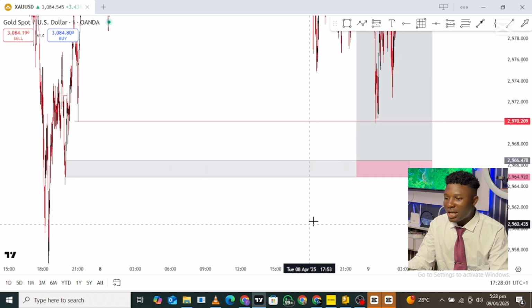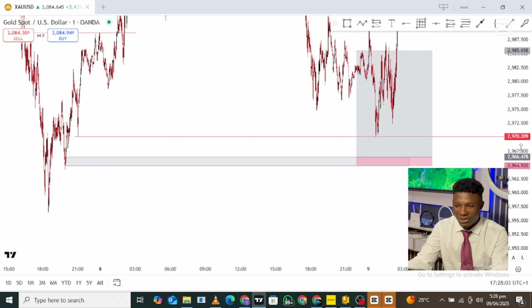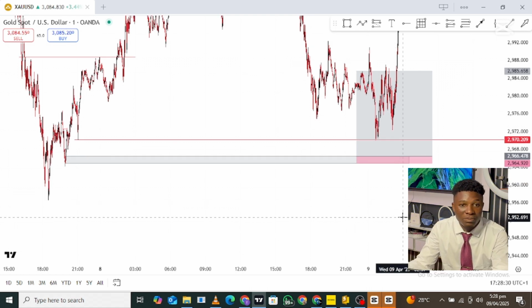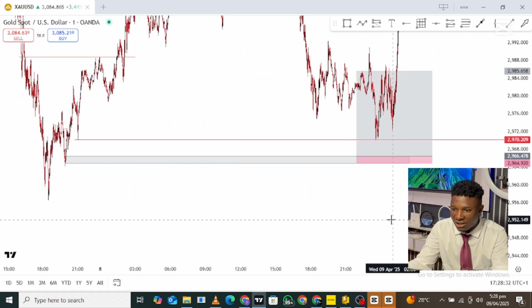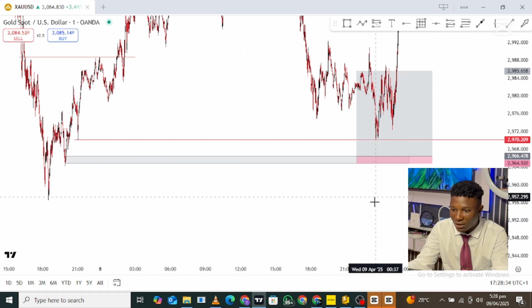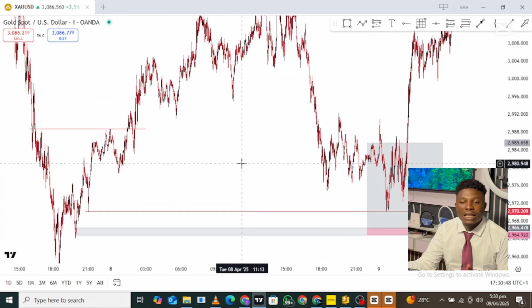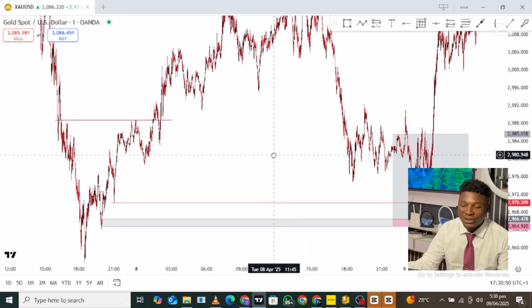So this is where I was anticipating for price to return back to, and then price did not do that. I literally made this particular trade because it was the middle of the night. You can check the time right here: this 12 a.m. and then this 1 a.m. I literally made this particular trade for real. I'm not going to lie about it, because it was in the middle of the night.